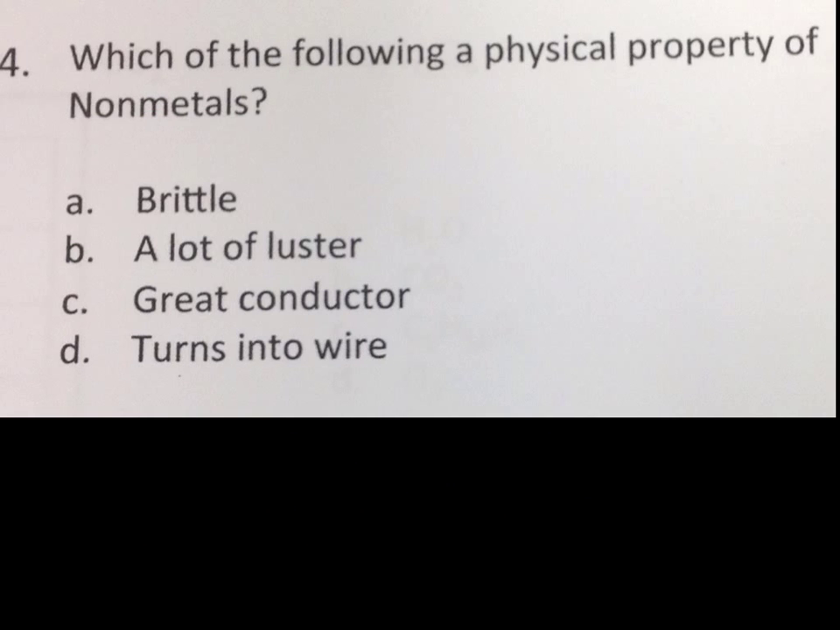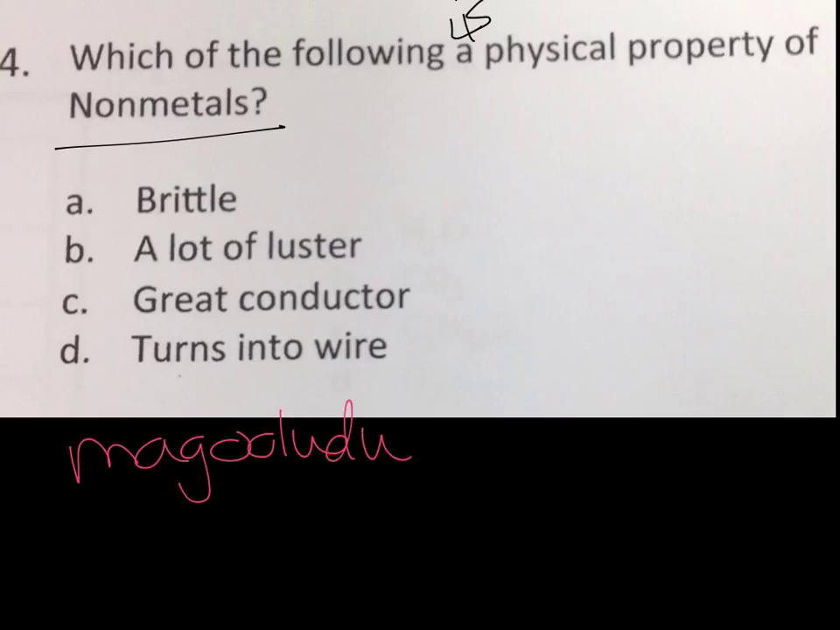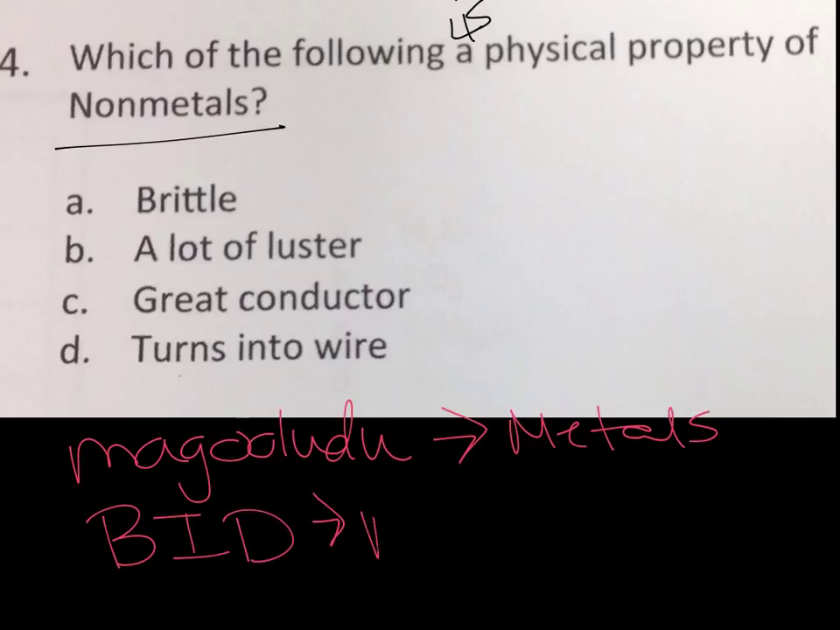Question 4. Which of the following, sorry about the typo, is a physical property of nonmetals? Alright, so we have our keyword nonmetals. There's something I told you to write down. Whenever you see the words nonmetals, metals, metalloids, shiny, brittle, anything like that, always write down these two strategies that we use. We use Magouladou, and we use that for metals, and we have BID, and we use that for nonmetals. Remember, metalloids use both Magouladou and BID.